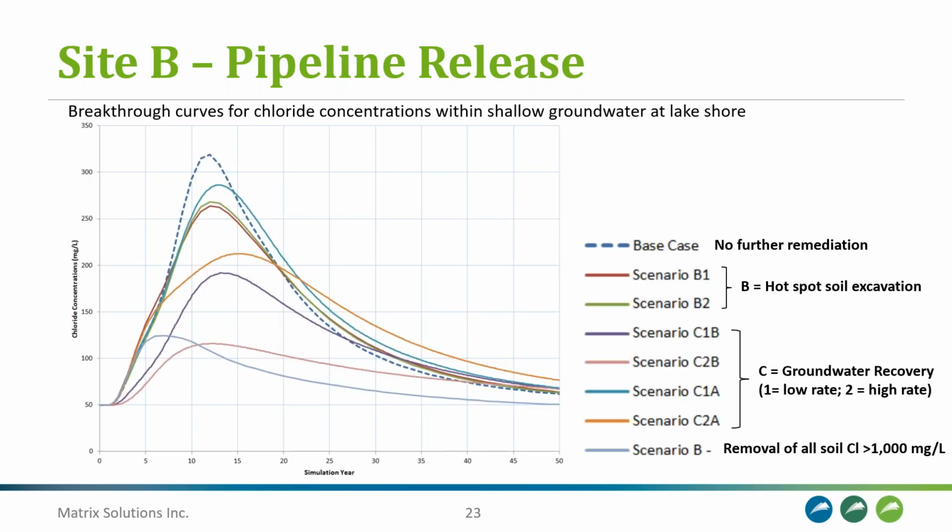So these are the breakthrough curves generated using the numerical model for chloride concentrations within the superficial sediments discharging to the lake along the lake shore. So base case is this blue dashed line, which is no further remediation at the site. We're predicting a peak concentration of just over 300 milligrams per liter within the nearshore area of the lake in approximately 10 to 15 years.